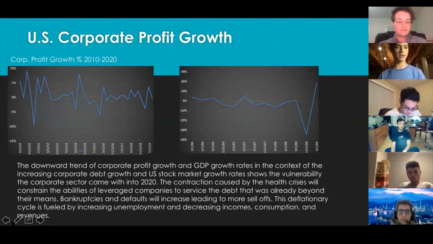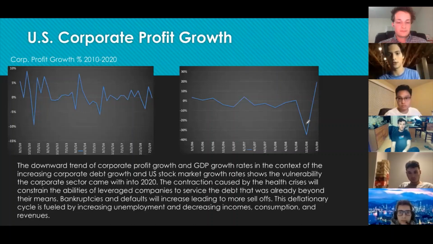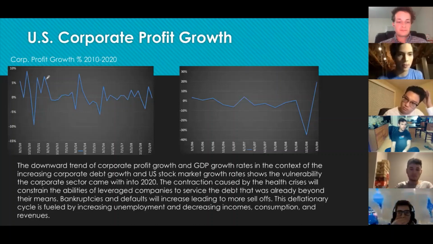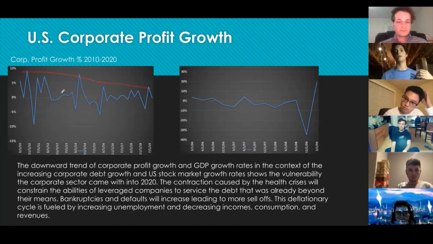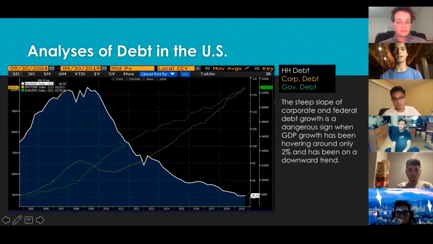So now getting specific into the different types of debt. Here, this is corporate profit growth as a percent. And again, these are comparisons of the two. This is the 2008 period, and this is now. Here you can see the trend is actually downward. The peaks are going downward, which means that incomes for the economy are growing much slower than the increase in the debt levels.